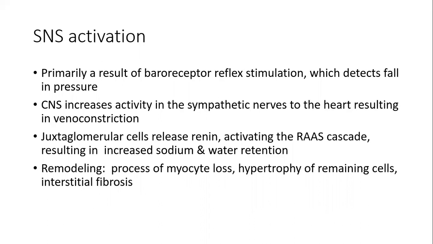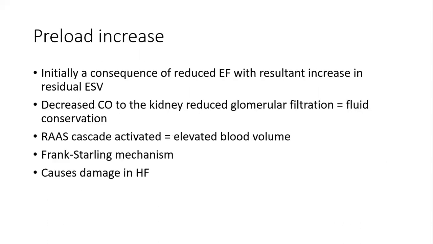are triggered, which then result in venoconstriction. The juxtaglomerular cells release renin, so that gets the RAS cascade going. And so that results in increased sodium and water retention. And then remodeling can also occur. And that's the process of myocyte loss, hypertrophy of remaining cells, and then eventually you get fibrosis. So initially, preload increase initially is a consequence of reduced ejection fraction with a resultant increase in end systolic volume.